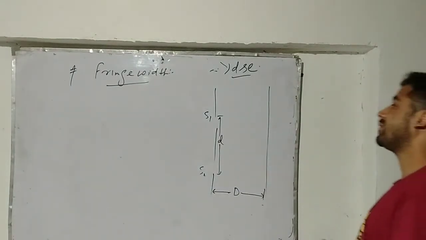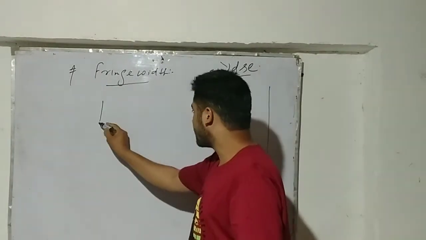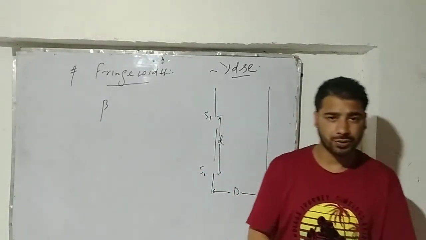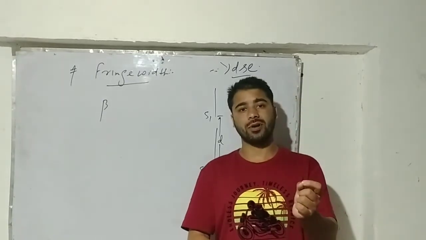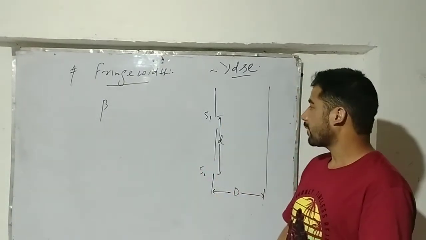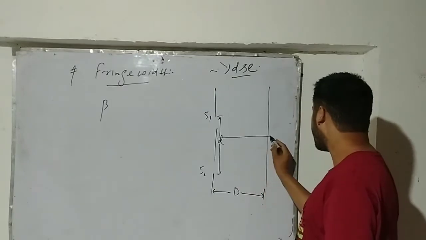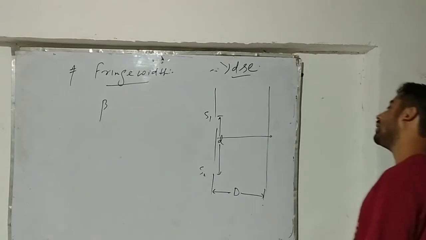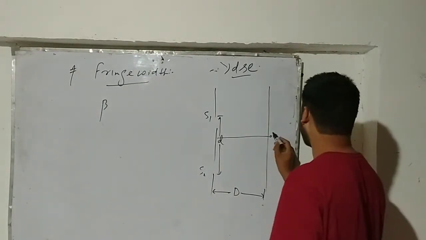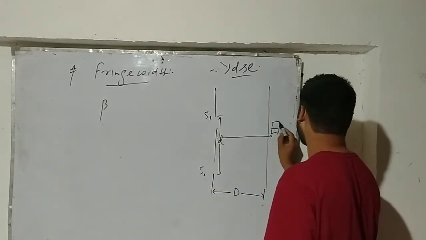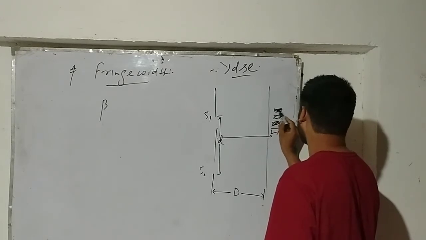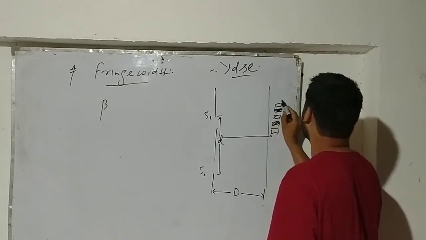But how do we define the fringe width? Basically, we denote the fringe width by beta, and we define it as the distance between two consecutive bright or dark fringes. Suppose I draw the line and the point O, which represents the centermost point on the screen. Here is my bright fringe, this is my dark fringe, this is my bright fringe, and this is my dark fringe, and so on.